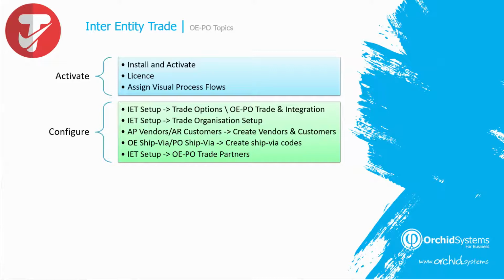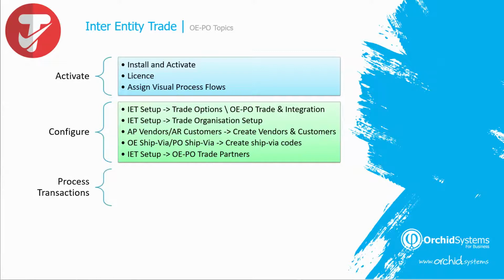We need to have AP vendors and AR customers for the mapped transactions, and we need OE ship via or PO ship via codes for the ship via to account mapped transactions. And then in inter-entity setup, we fill in the OE PO trade partners and define the rules for that particular trade partnership.